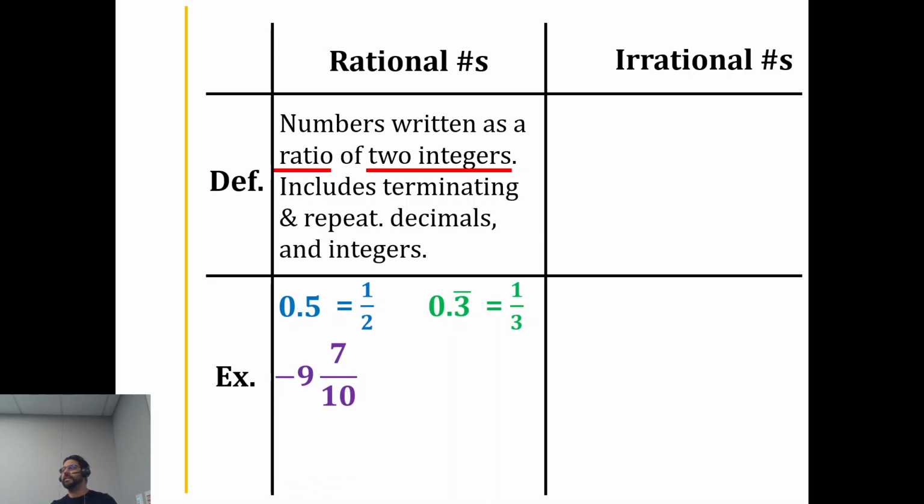-9 and 7/10, of course, can be changed into an improper fraction. A mixed number, maybe not the greatest form of a rational number, but you could change it to -97 over 10, which is an improper fraction, which is really a ratio of 2 integers.